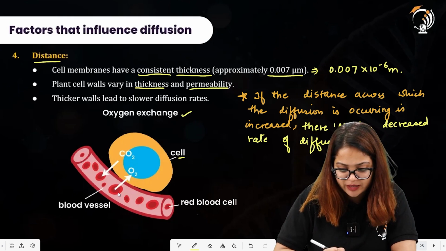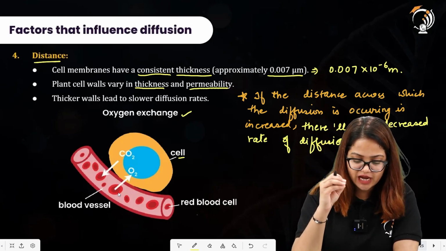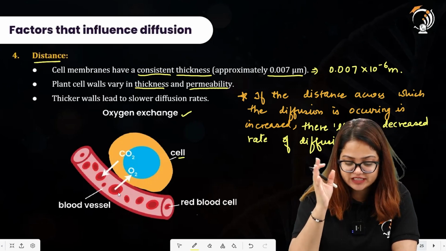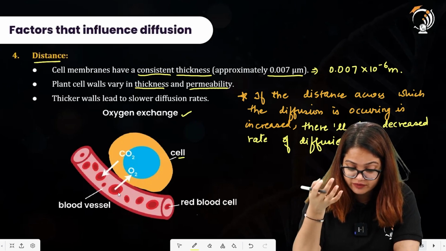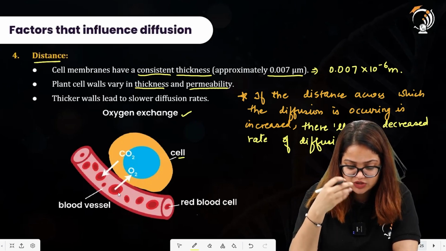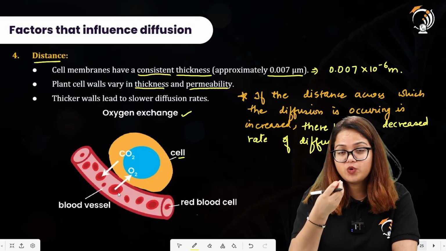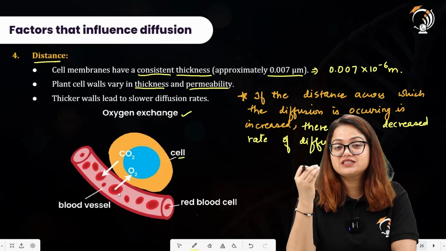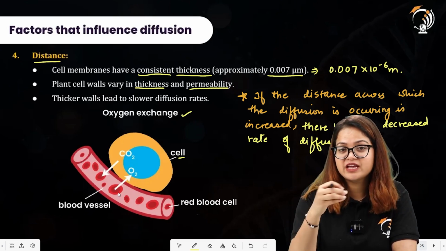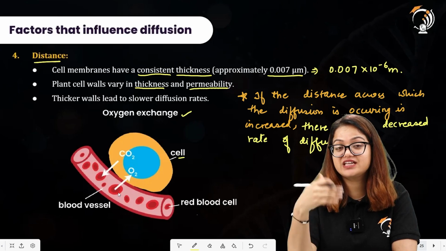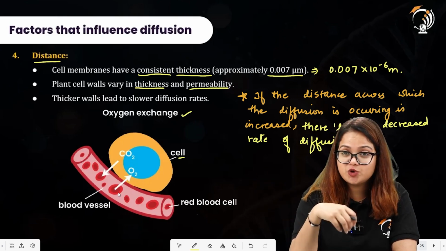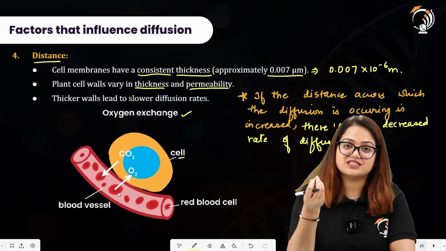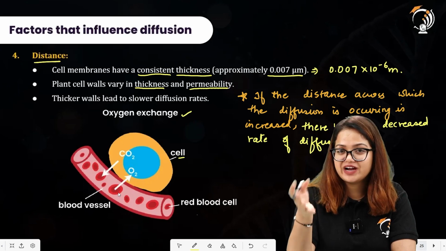Oxygen is moving out from the blood vessel into the cell, and the carbon dioxide is moving into the blood capillary into the RBC. Now let us assume what happens if the blood vessel here, which is the capillary, has more thickened wall. The capillaries generally have one cell thick walls. So what happens if we increase the thickness of the walls of these tubes? There will be a slower rate of diffusion occurring through these surfaces. All right, I hope these all four factors are clear to you all.